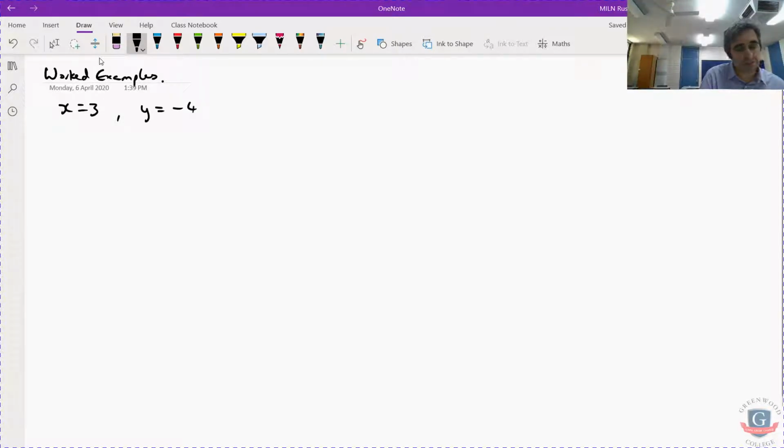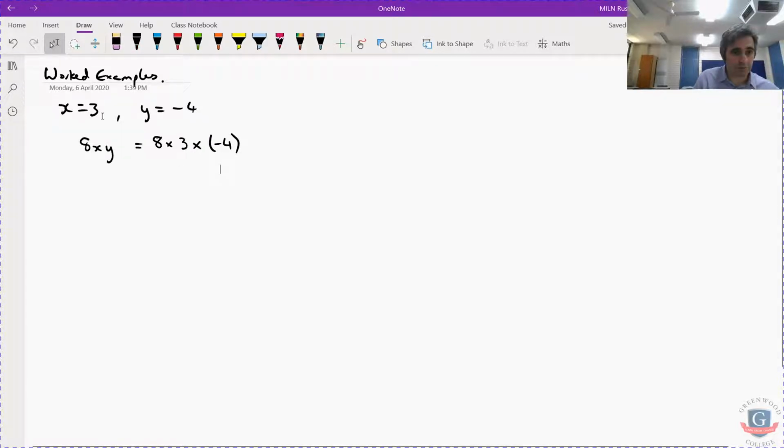So we have an equation. We worked out that the equation was 8xy, and we want to know if we substitute 3 and negative 4 into this equation, what will the answer be? So that will be 8 times 3 times negative 4. So where I have x, I've put 3. Where I've had y, I put negative 4.